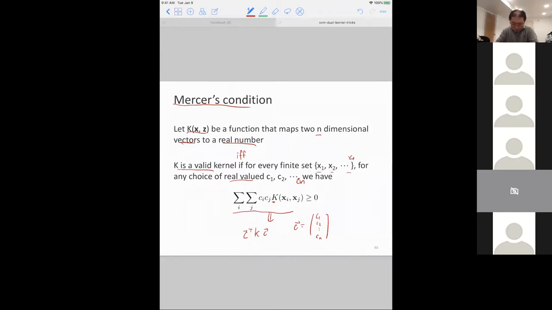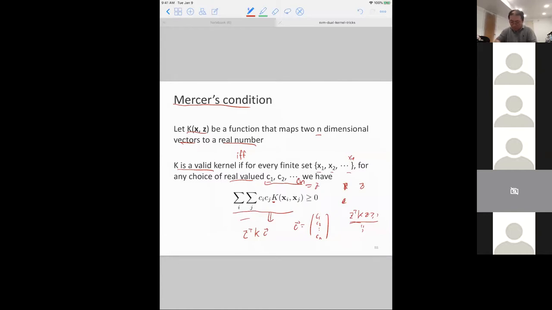Someone asked why Z is not represented in the formula. So Z in Mercer's condition is equivalent to C here. It doesn't matter. It just means, if for any non-zero vector Z, you have this Z transpose K Z to be non-negative. So here, the same thing, just replace Z by C. If Z is 0, then it must be 0. So in general, you can summarize the two cases into one. That means for any choice of real value C1 to Cn, you have this quadratic term to be non-negative. Does it make sense?